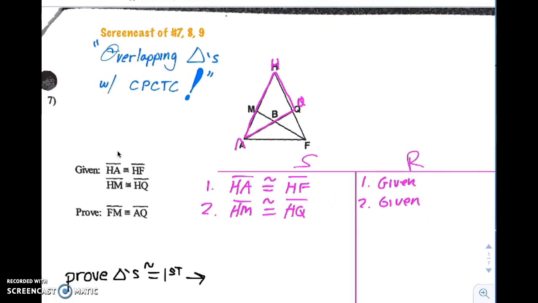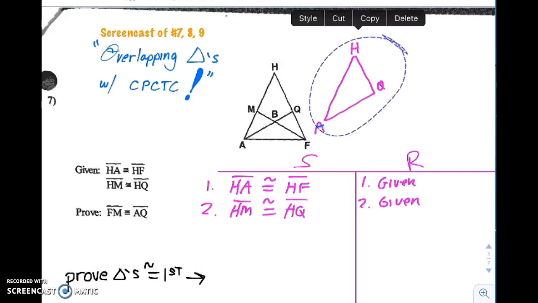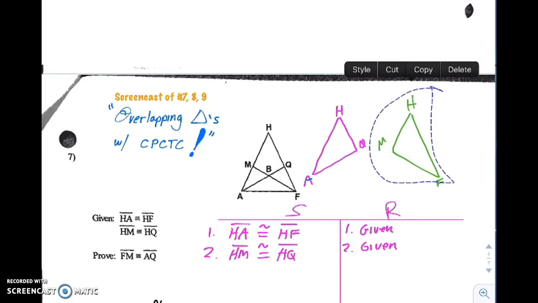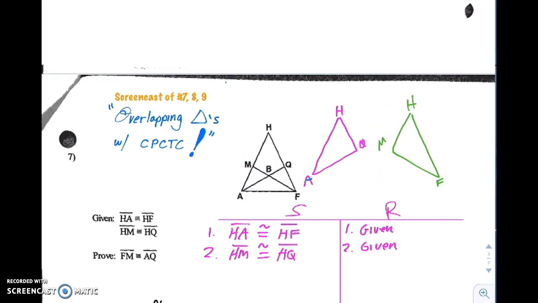I wrote the givens down, what you gave me there, and I highlighted one of the triangles in pink, HAQ, and what I'm going to do is take that and redraw it off to the side. Okay? And now I've also highlighted the other triangle, which is HMF, and I'm going to take that and drag it off to the side. So what I did there was just separate my two triangles. And now I can go marking what the givens have.